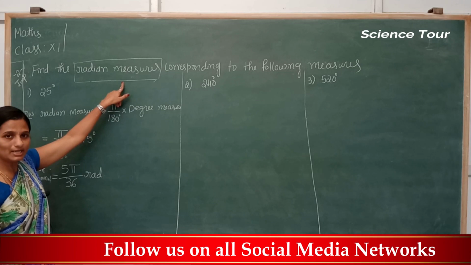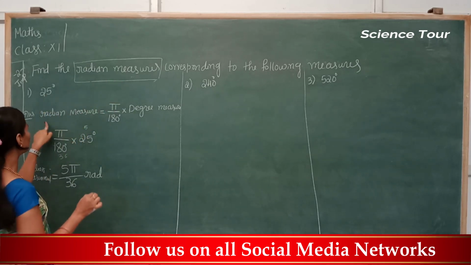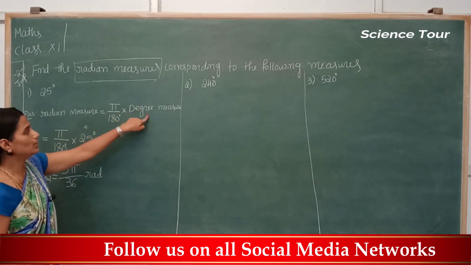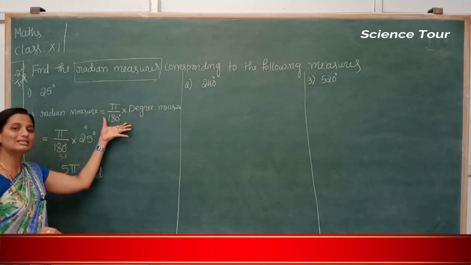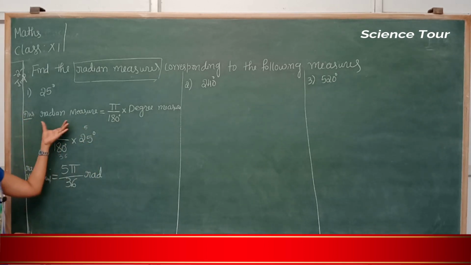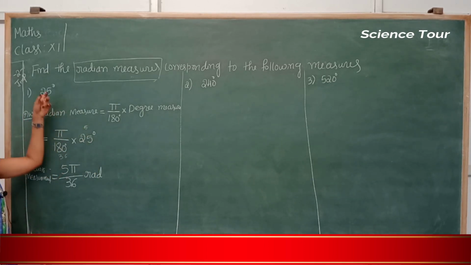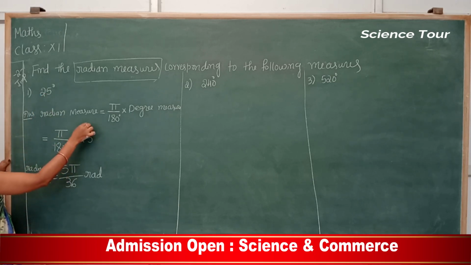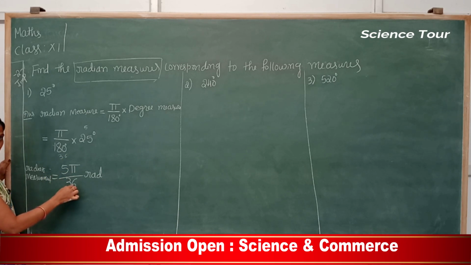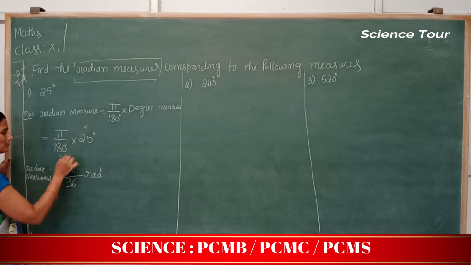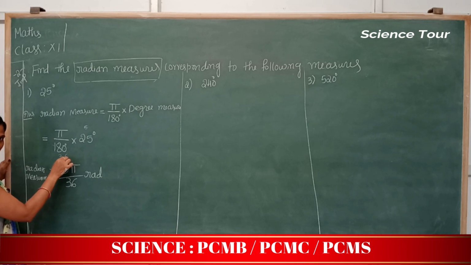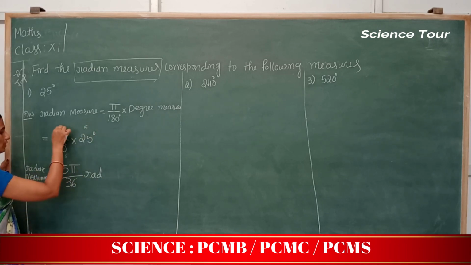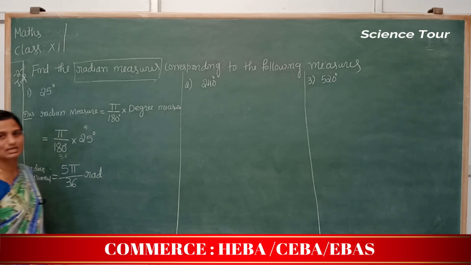So find the radian measurement. Using the formula, radian measurement is equal to pi divided by 180 into degree measurement. Learn this formula by heart. Next is pi divided by 180, given degree is 25. To simplify, 5 5s are 25, 5 36s are 180. So it is 5. Further 5 and 36 is not possible to cancel. So in the radian, keep pi as it is. So 5 into pi divided by 36 radian.